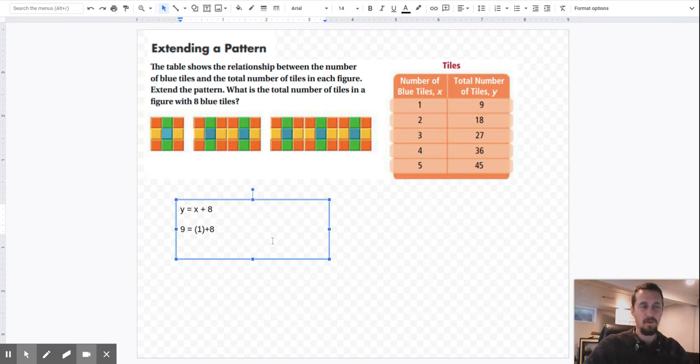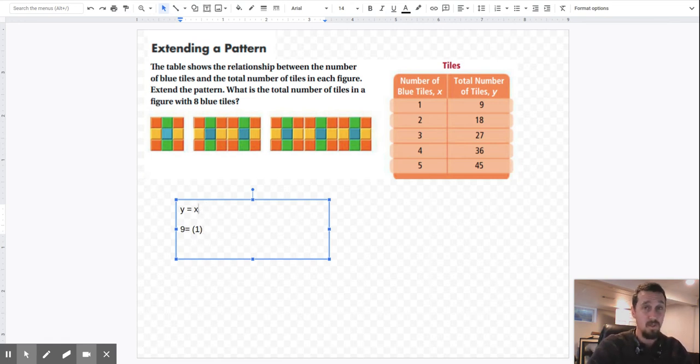That doesn't mean it's going to work for every row of the table. Let's try it for the second row. In the second row, my y is 18 here, and my x is 2. Okay, that doesn't work. 2 plus 8 is not 18. So the equation y equals x plus 8 almost worked, but then later on in the pattern, it didn't express my pattern anymore. So let's go back to 1. What's another way that I can get from 1 to 9 other than addition?